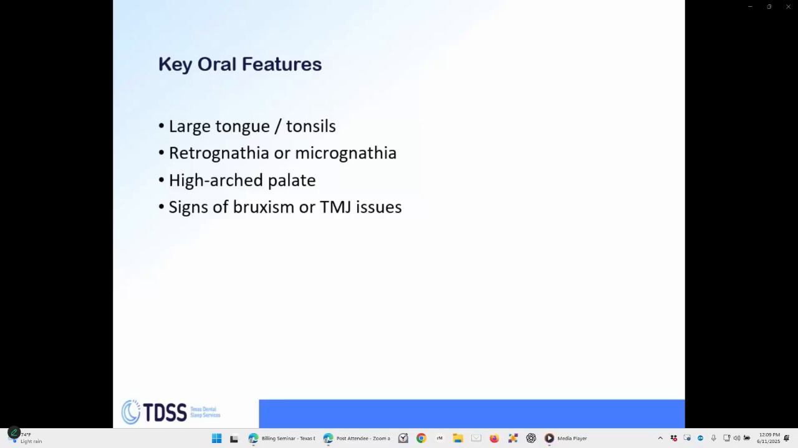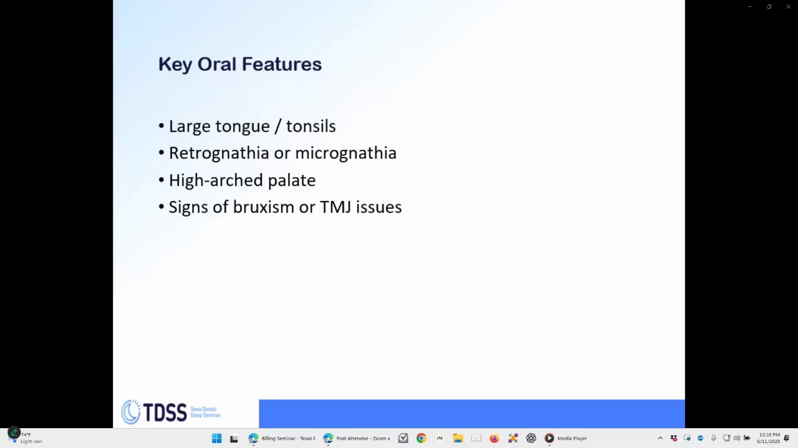The jaw structure is important too. A lower jaw that's significantly set back, that's called retrognathia, or one that's unusually small, micrognathia. Both can predispose someone to airway narrowing because the tongue has less room up front, so it's more likely to fall back during sleep. A high arched palate can also be a sign. It might indicate a narrower upper airway passage overall.